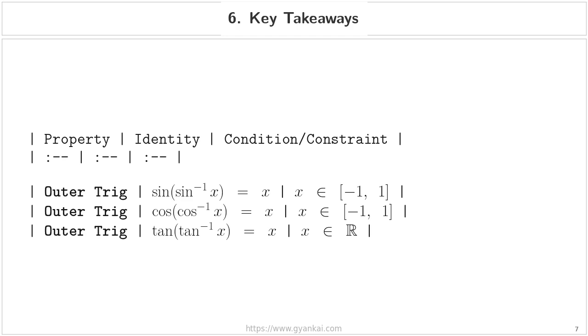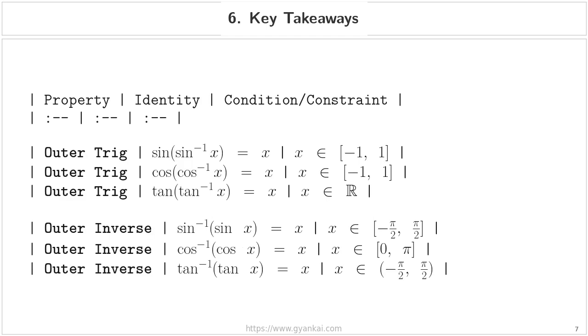For the first entry, the sine of the inverse sine of x equals x, provided that x is between -1 and 1, inclusive. Similarly, the cosine of the inverse cosine of x equals x, also as long as x is between -1 and 1, inclusive. For the tangent function, the tangent of the inverse tangent of x equals x for all real numbers, since the domain of the inverse tangent function is unrestricted.